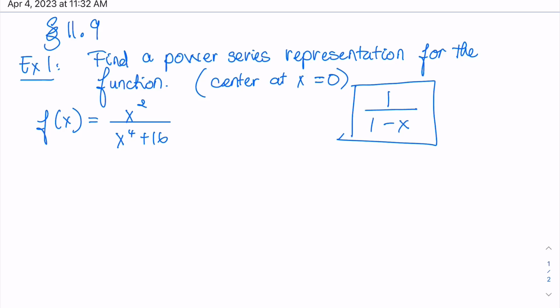We want to find a power series representation for this particular function, x squared over x to the fourth plus 16. Notice that we have to do some manipulating of the function so we can obtain something, for example, this function right here. So we're going to have to factor out the number 16. So first, I'm going to take the 16 out.